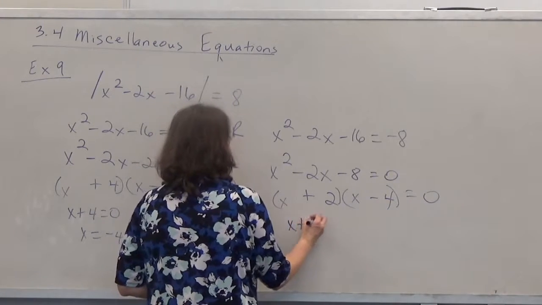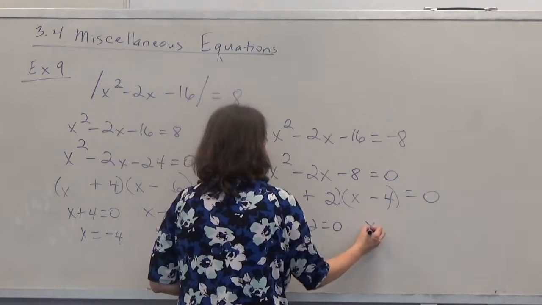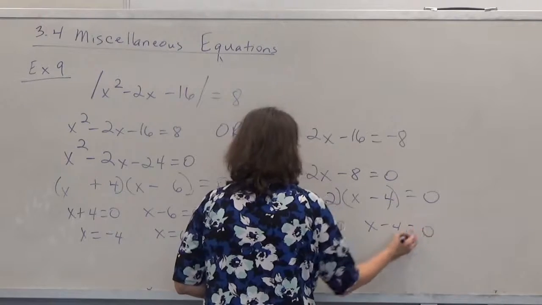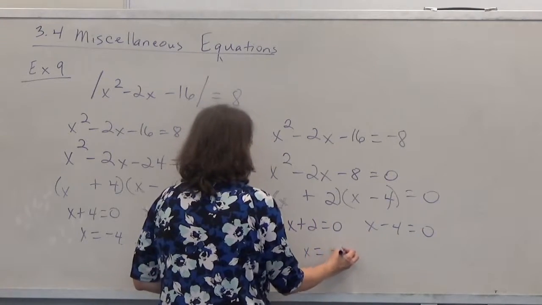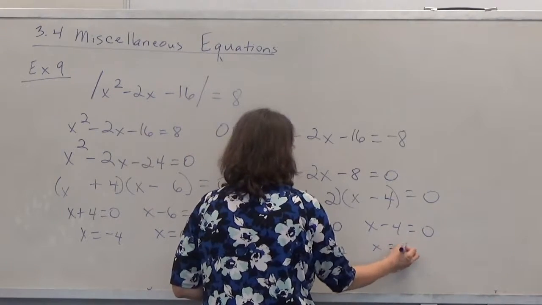So x plus 2 equals 0. X minus 4 equals 0. So x equals negative 2. X equals positive 4.